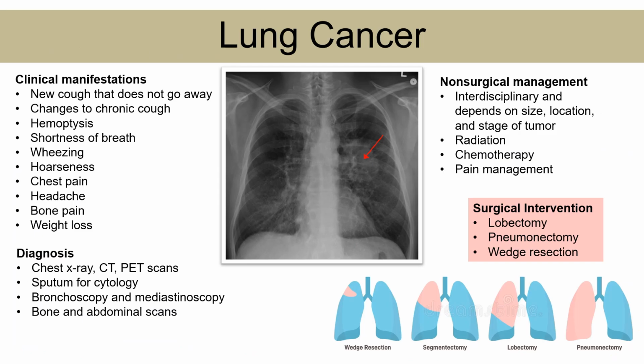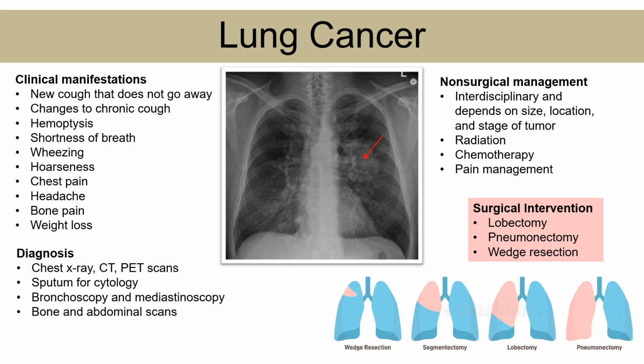So signs and symptoms, they're going to be respiratory related. So a cough that doesn't go away, changes to a chronic cough that you've always had, hemoptysis, which is blood and sputum, shortness of breath, wheezing, hoarseness, chest pain, headache. Okay, if you have a headache with lung cancer, that usually signifies that the cancer has spread to the brain. If you have bone pain with lung cancer, it's usually because the cancer has spread to the bones. And then we have weight loss, which is often a common clinical manifestation of any type of cancer that is advanced.